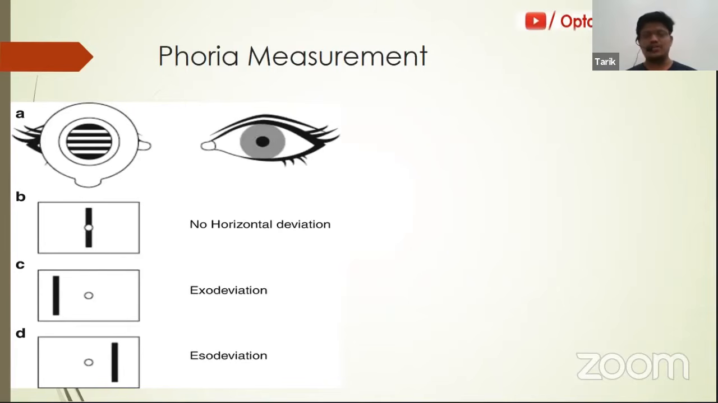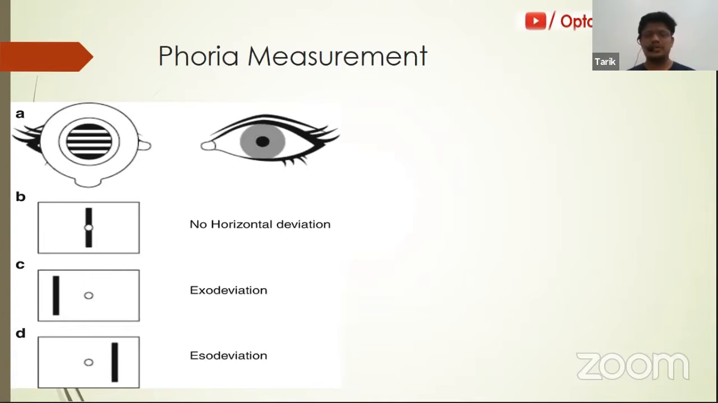Whereas if it is an uncrossed deviation, for example, the patient says the line is on the right side and the dot is on the left side, the same side the line is present. So that will be your iso deviation. So this gives you qualitatively what kind of deviation the patient is having.